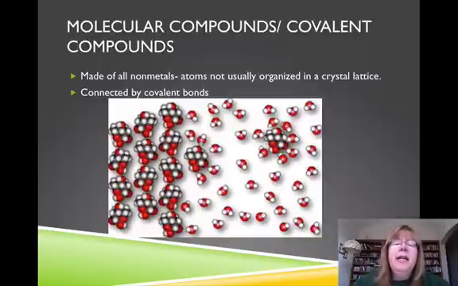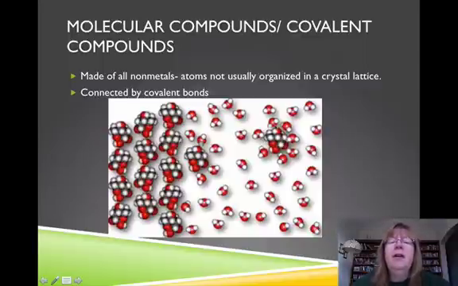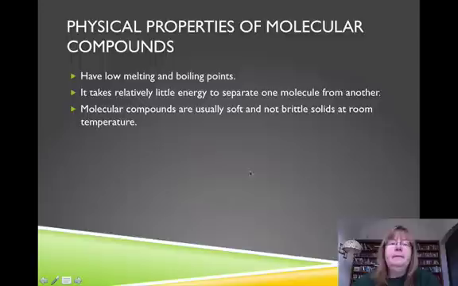And so here you can see down in this picture, this I believe is sugar. It's just kind of like a blob of all the atoms together, and here are water molecules here, and there's no crystal lattice like we saw in the ionic compounds. And these atoms are connected by covalent bonds.